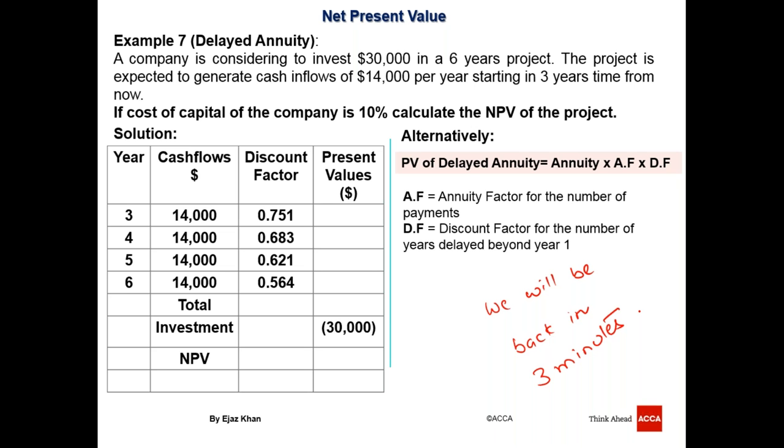Rasha, we have done basic calculation for NPV. We are done with the advance annuity. We are just about to start the delayed annuity now.